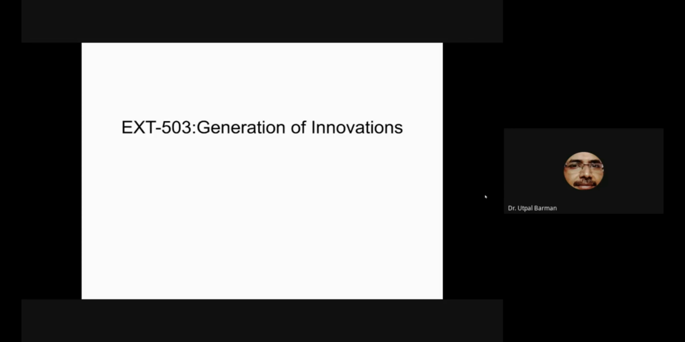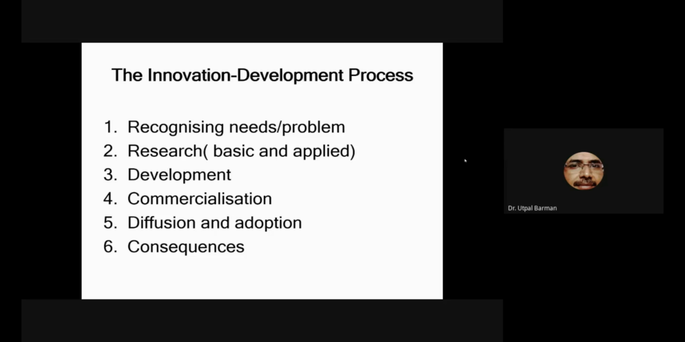In generation of innovation, the main point is that diffusion and adoption is a lowest level process. Before that, we have to develop the innovation. So today we will discuss how to generate innovation, and there is also a process for that. That is the innovation development process. This is the main process for generation of innovation, then subsequent adoption and diffusion of an innovation. And in this process, there are 6 stages.